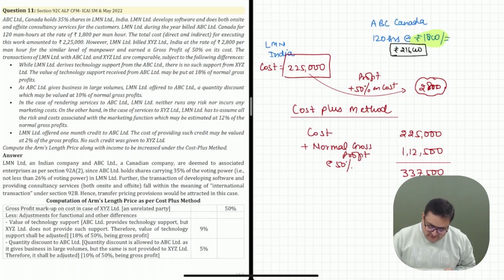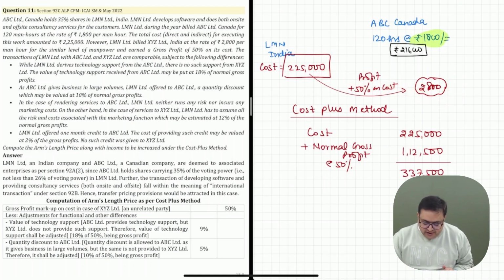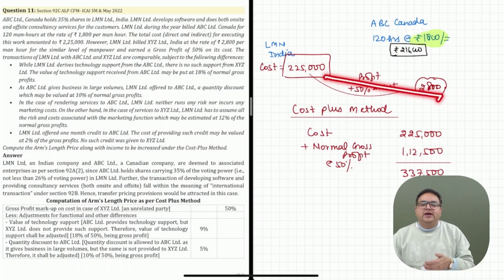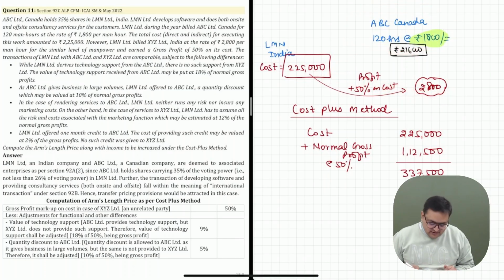They are saying that whenever we are providing services to ABC Canada, we are getting tech support from them. But whenever we are providing to an unrelated person, we are not getting any tech support. So obviously, whenever you are providing it to some other party and you are not getting any support, you will charge extra from them. But here you are getting support, so you will charge at a lesser price. So what is the functional difference over here? In ABC Canada, we are getting tech support. So obviously we will charge less from them.